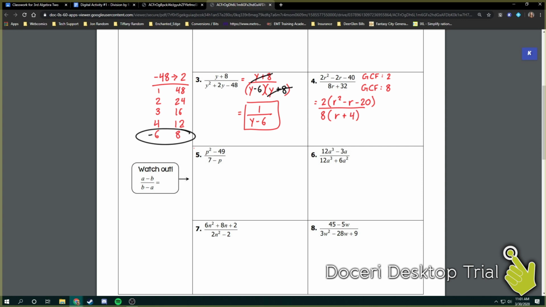So now I want to try to factor what I have there. r squared minus r minus 20, that's a trinomial. It's a trinomial with an a value of 1. It's 1r squared, so we can do the shortcut. We don't have to do the box method on this problem. Okay, so we're going to try to go, let me change up my color here a bit, from negative 20 to negative 1.